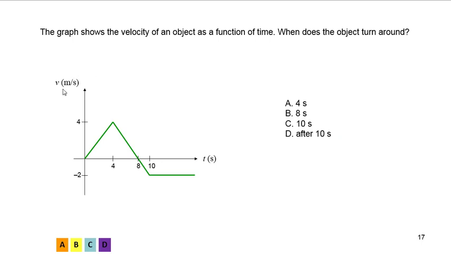Now we have a velocity graph, and I want to just figure out when does the object turn around. So take some time to think about that. Well, turning around means that the velocity goes from either a positive velocity to a negative velocity or a negative velocity to a positive, and that happens right here at t equals 8 seconds. So the answer is B. Right at that moment, the velocity is 0, and that's when it's changing directions or turning around.